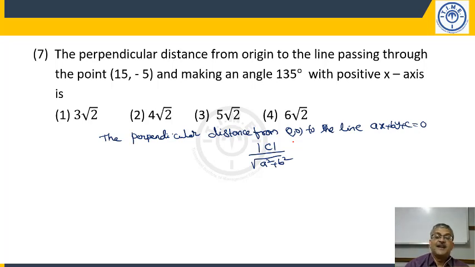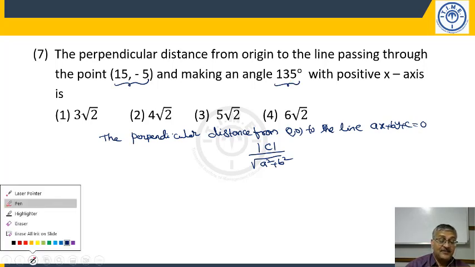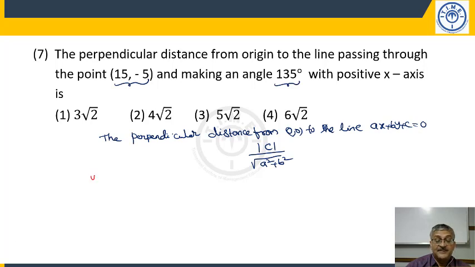So first we want to calculate the equation of the line. How can we calculate the equation of a line? They have given a point and the inclination. Whenever the inclination and a point are given, the equation is y minus y1 is equal to m into x minus x1, where m means tan theta because inclination is given.